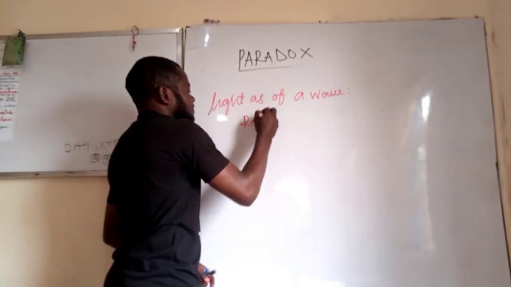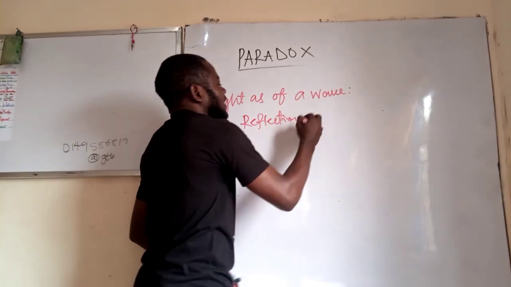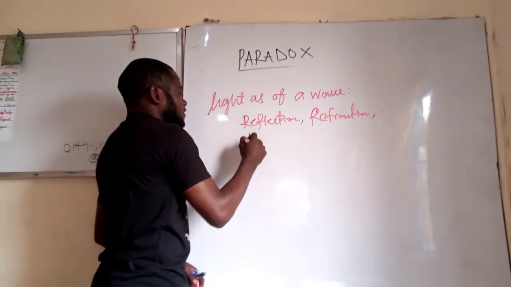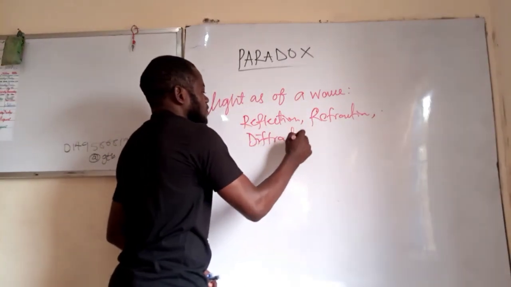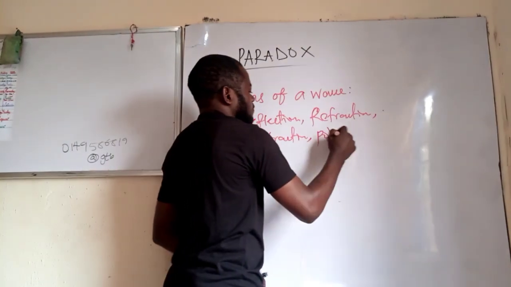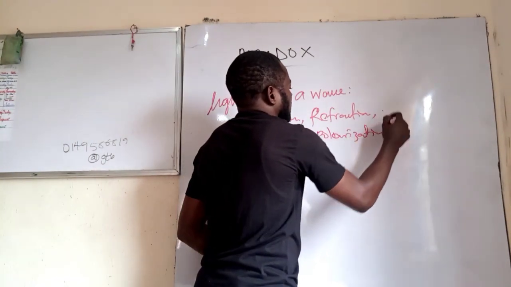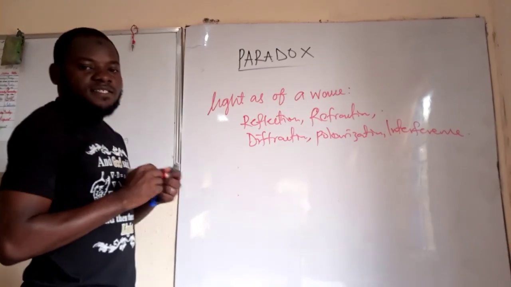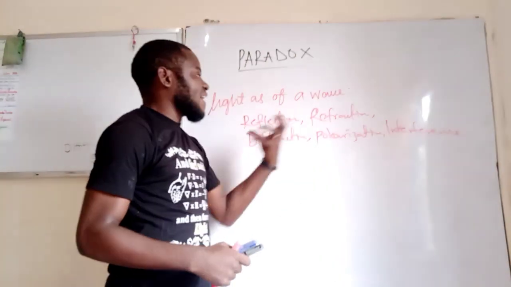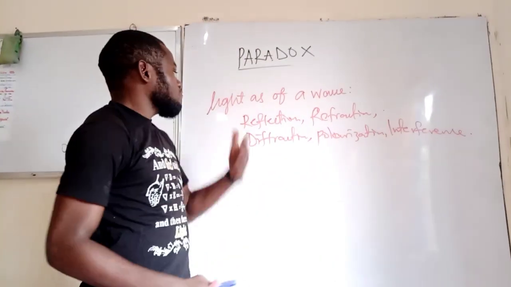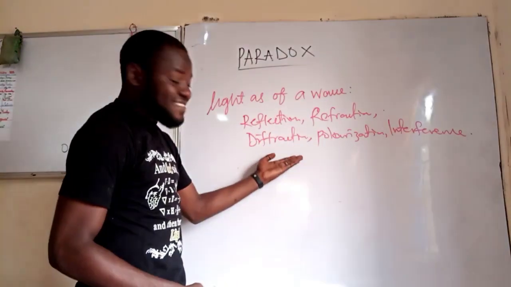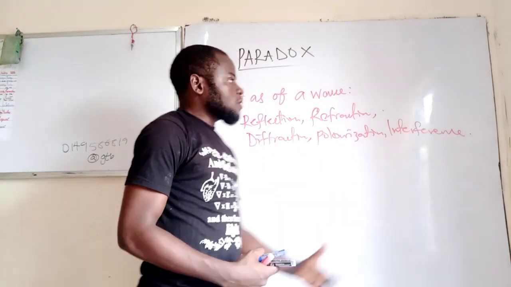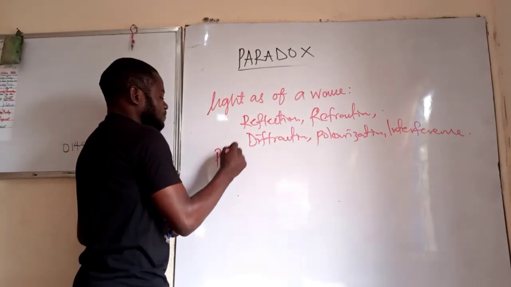So it reflects, so we have reflection. Light refracts, we have refraction. And diffraction, polarization, interference. These are physical phenomena that show that yes, light is a wave, because light can reflect, light can refract, light can diffract, light can be polarized, and light can be interfered. Are we together now?